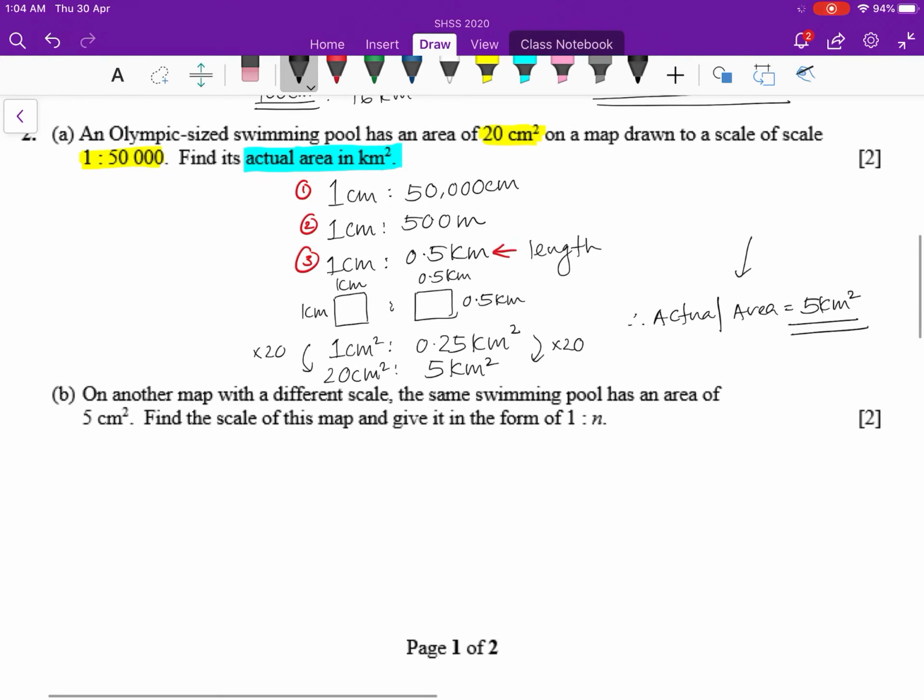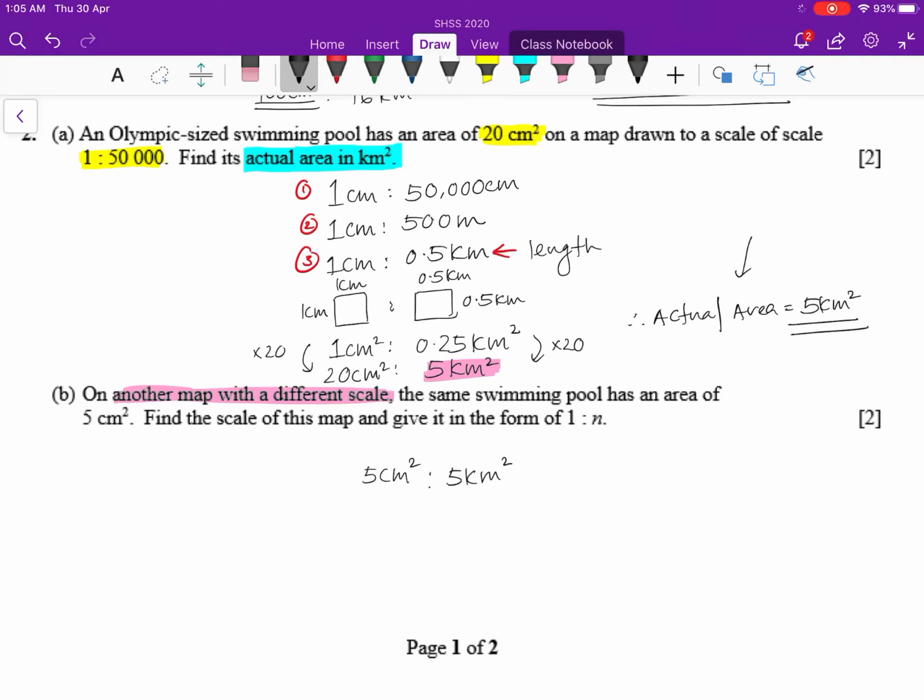Part B. On another map with a different scale. Okay, fine. Now I'm given another map with a different scale. But always remember, no matter what map you are given, the swimming pool remains as 5 km square. The actual area of the swimming pool will never change. The swimming pool has an area of 5 cm square. Okay, that's fine. Let's work backwards then. So 5 km square is the actual area. On the map it is 5 cm square.